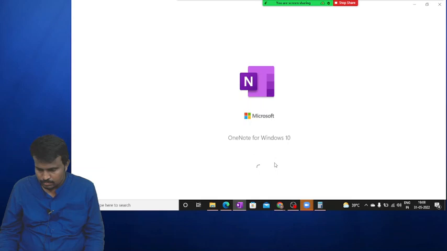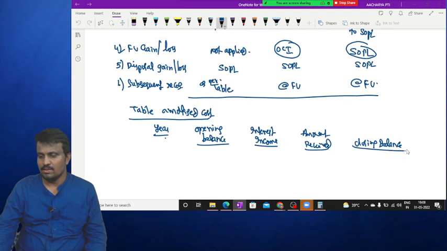So here: opening balance, interest income, amount received, closing balance. Amount received and closing balance. So this is the table.